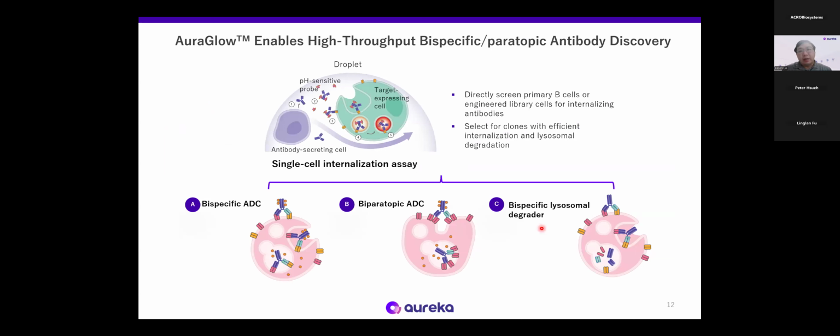And additionally, the T cell engager is not the only thing we can already do with the Aureka system. We also enable additional modalities based on our high throughput screening, which can be used for screening biparatopic antibodies. For example, this biparatopic antibody can of course be conjugated as an ADC, and by using the same method you can also screen for a bispecific lysosomal degrader, or, like I said, a bispecific ADC is also a possibility.